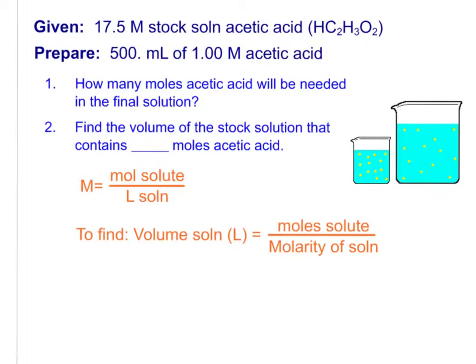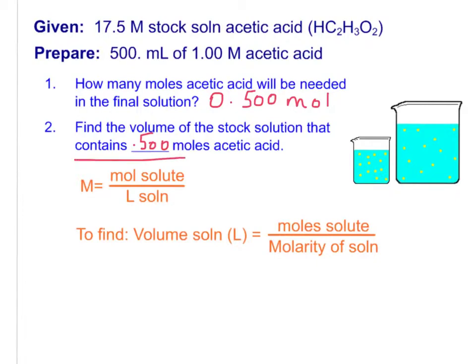Okay, so that was our first step. Let's go ahead and write that back down again. 0.500 moles of solute, acetic acid, that we have. Remember, that's going to be the same, okay? So what do we do next? We need to find the volume of the stock solution that contains this 0.500 moles of acetic acid.